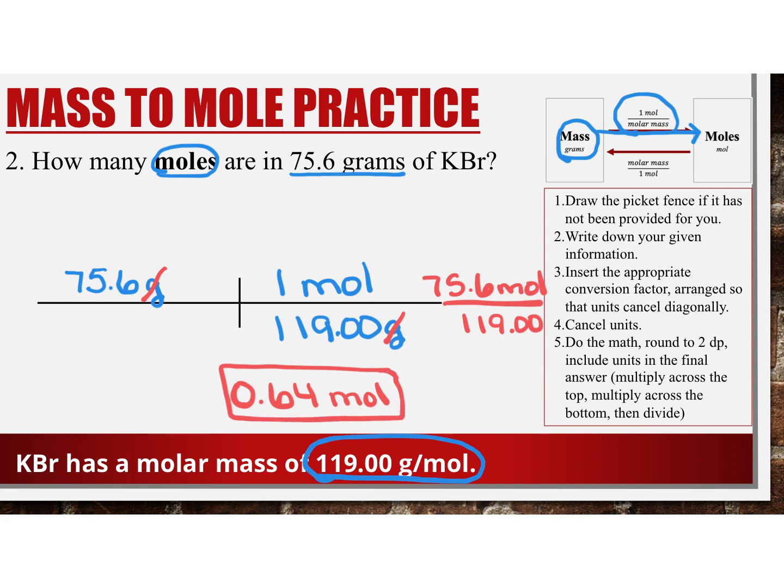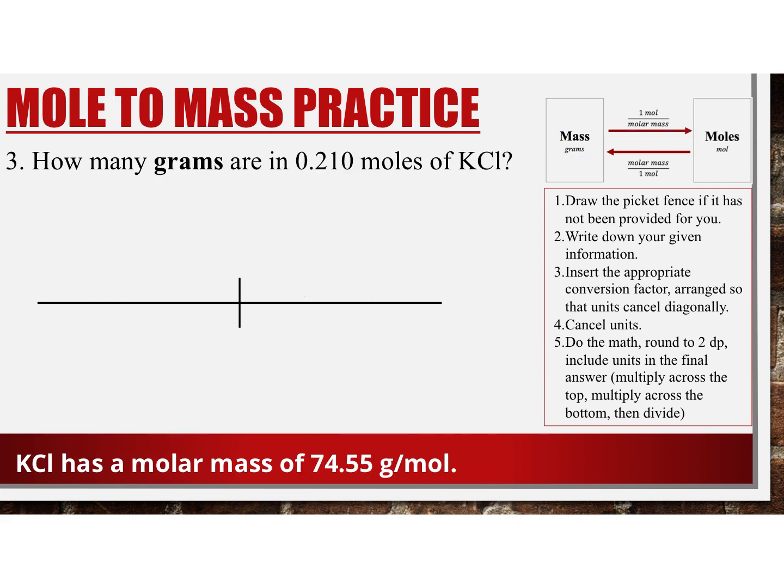Okay. All right, notice that the conversion has changed. Now we're going to convert mole to mass. Now we want to know how many grams, that's our unknown, are in 0.210 moles. And so we're going to write our given, just like last time. All times, our given goes in the upper left corner. And then we're going to figure out which conversion factor we need to use.